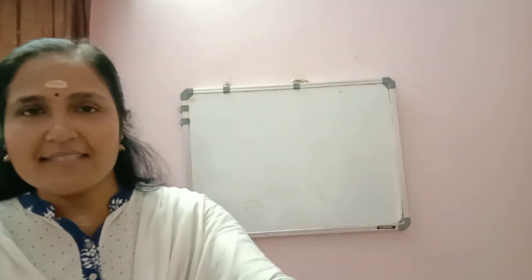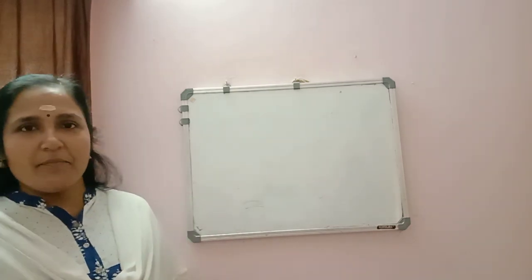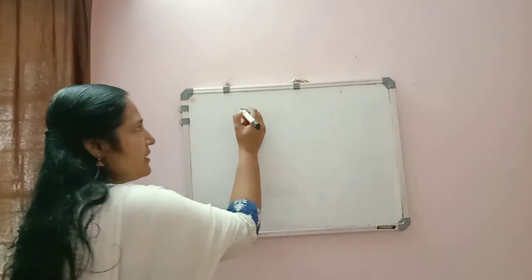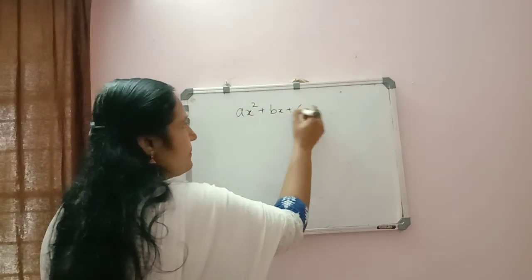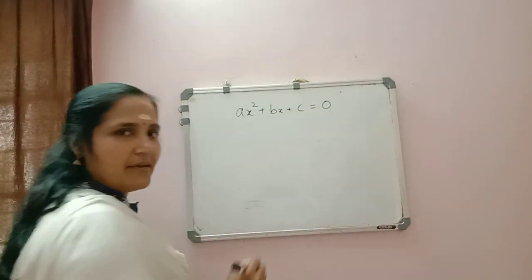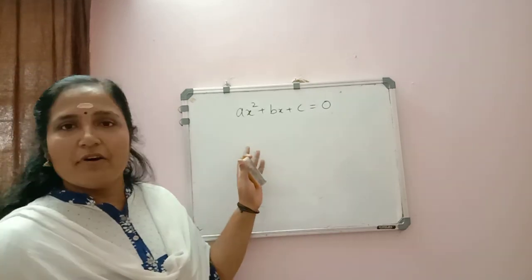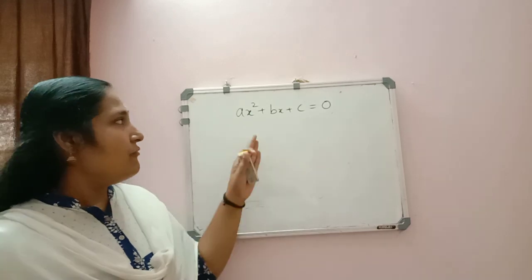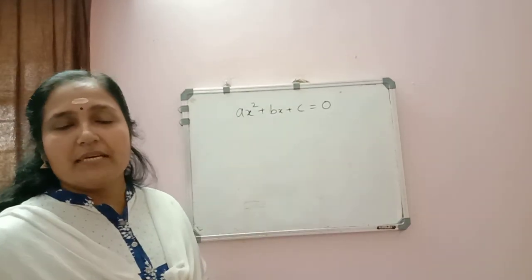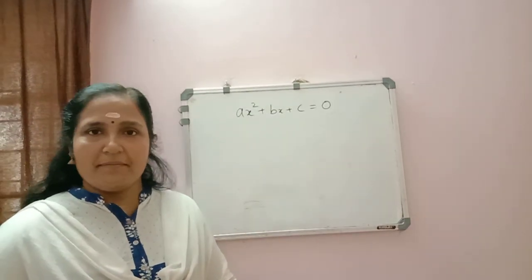In the previous class we discussed the quadratic polynomial. The general form of a quadratic polynomial is ax square plus bx plus c is equal to 0. And I gave you some homework also related to quadratic polynomial: how we can check whether the given equation is quadratic or not.